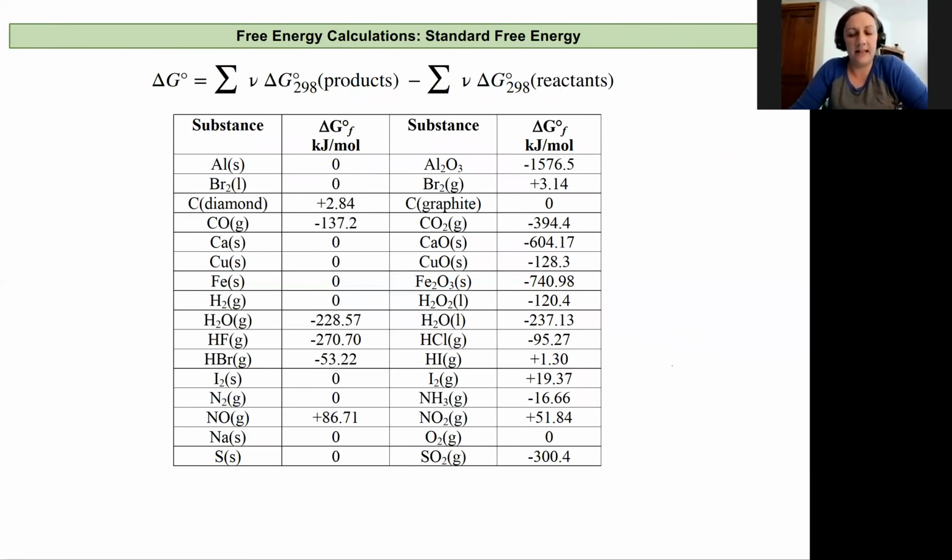A second way to calculate it is using standard free energy values. Just like we use standard entropy values to calculate a change in entropy, and we did the same thing with enthalpy in 161. Here we're going to use standard free energy values that you would look up in a table or be given, to calculate based on our balanced chemical formula. I can take the sum of my products all multiplied by their coefficients and subtract the sum of my reactants multiplied by their coefficients. So these are all at 298 degrees Celsius on this table, and we've got units of kilojoules per mole.